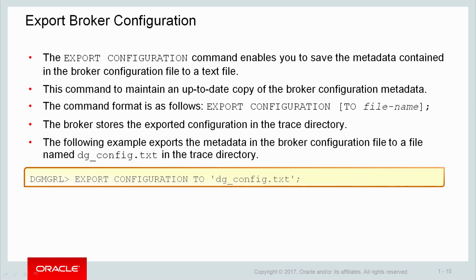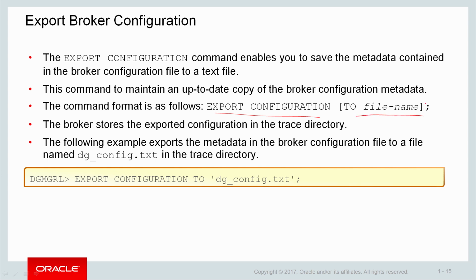Leaving fast start failover behind, let's look at some broker configuration commands. You can now export your broker configuration into a text file. So the export configuration command enables you to save the metadata contained in the broker configuration into a text file. Use this command to maintain an up-to-date copy of the broker configuration metadata. The command format is export configuration to an optional file name.